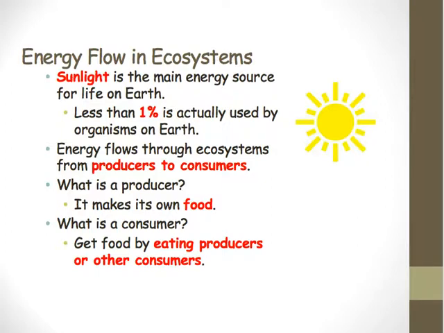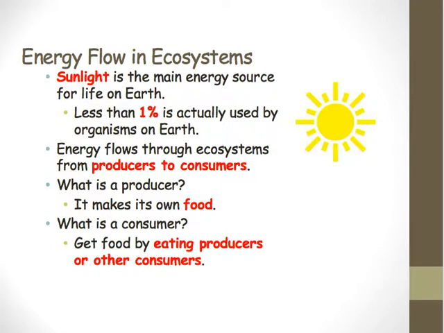So we have different types of producers. We have plants that make their own food, algae, certain types of fungi can make their own food, certain bacteria can make their own food. So these are all producers. And how do they make that food? We'll talk more about that as we go through this video.